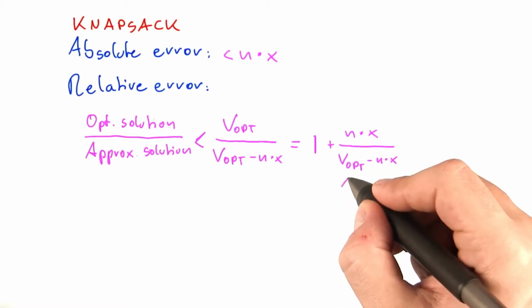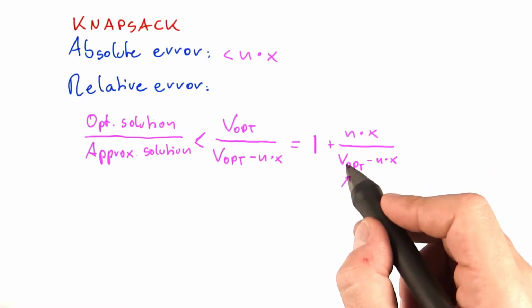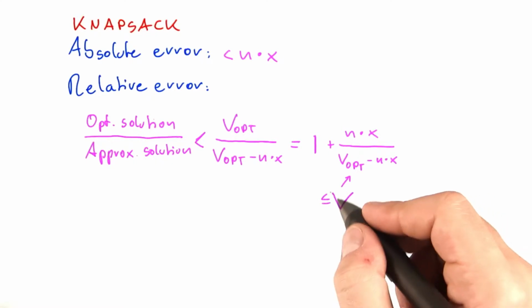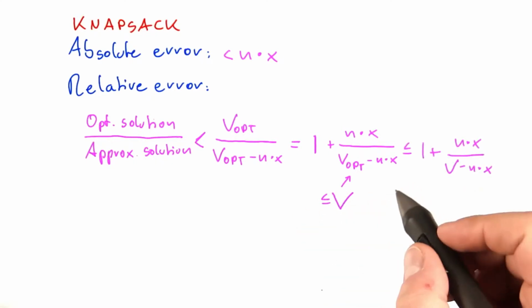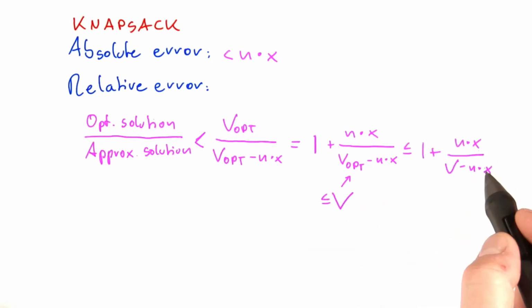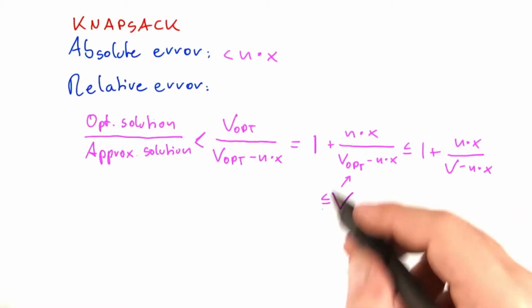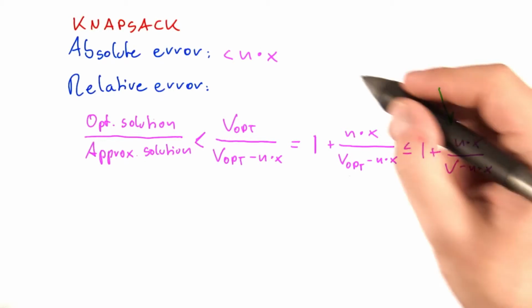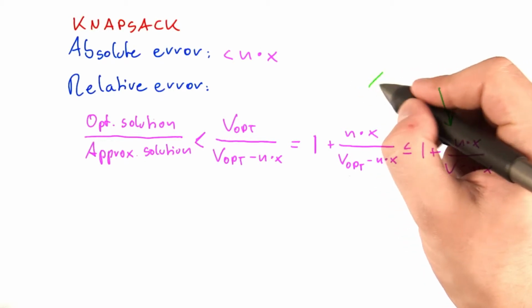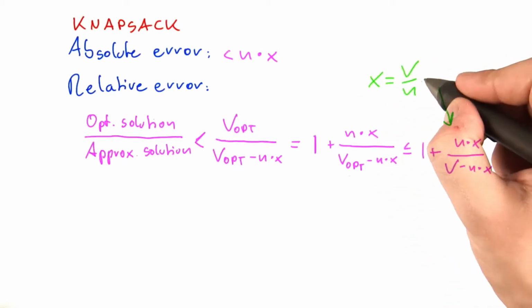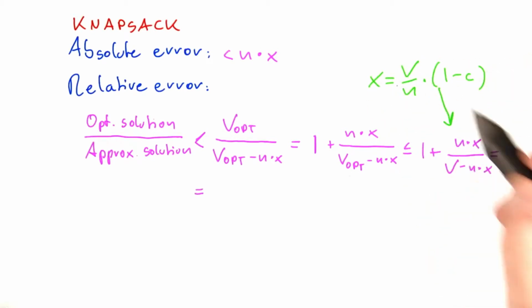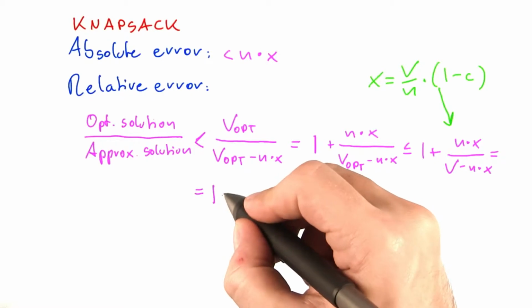We know something about v opt because the value of an optimum solution can at most be the value of all objects combined, and we call that number v. So we can rewrite this as 1 plus n times x over v minus n times x. Now let's have a closer look at x. How did we define x? Well, we said that x was equal to v over n times 1 minus c, where c was some number between 0 and 1.